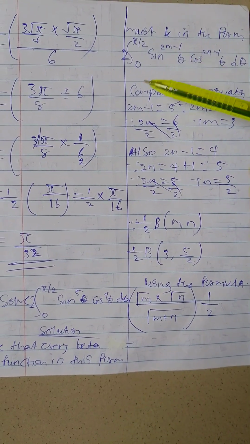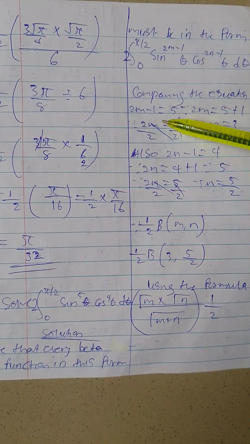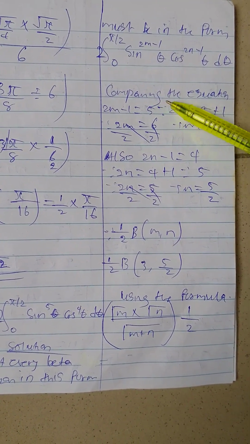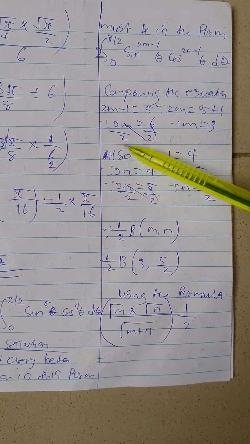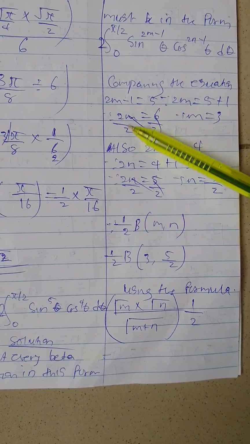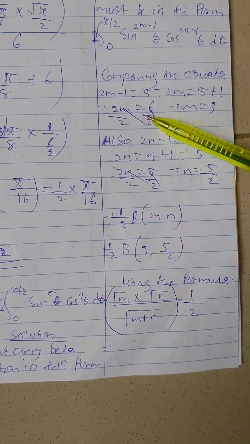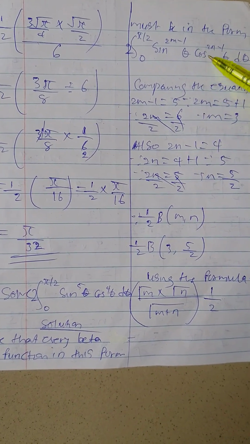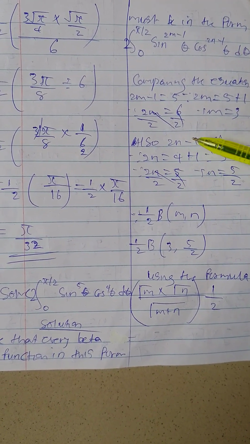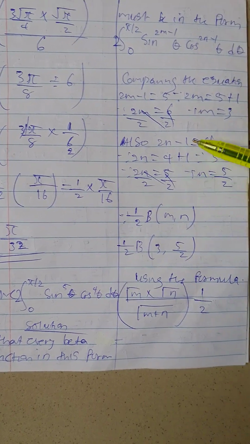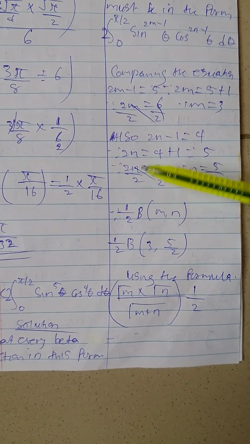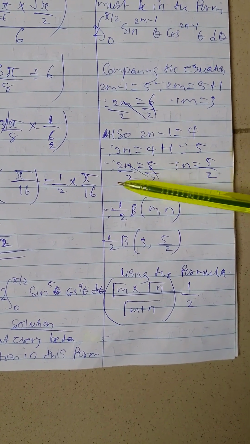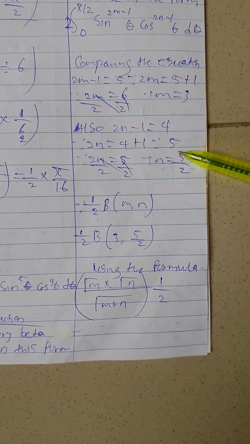Now finding for m, 2m minus 1 is equal to 5, where the power is 5. So therefore 2m is equal to 5 plus 1, so 2m is equal to 6. Divide all through by the coefficient of m, which is 2. So m is equal to 3. Now also to find n, we have 2n minus 1 is equal to 4. Therefore, 2n is equal to 4 plus 1, which is 5. So divide all through by 2. Therefore, n is 5 over 2.